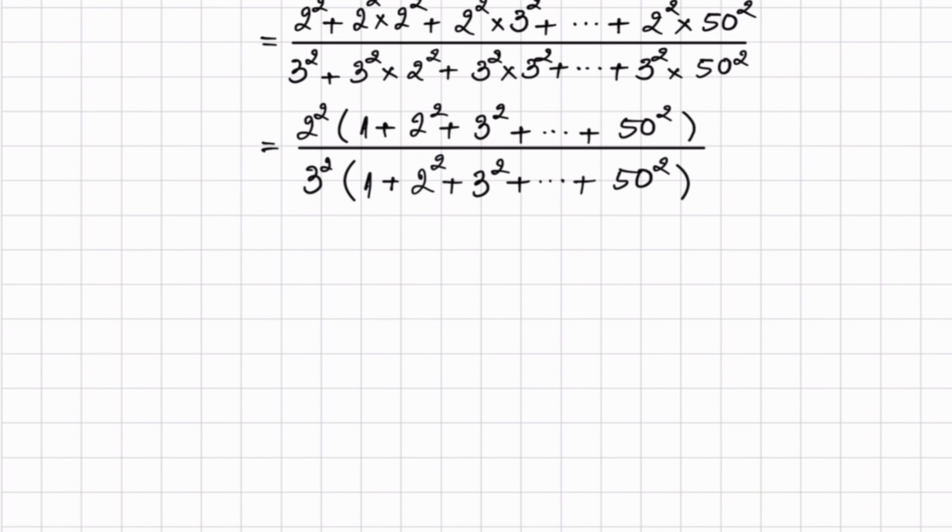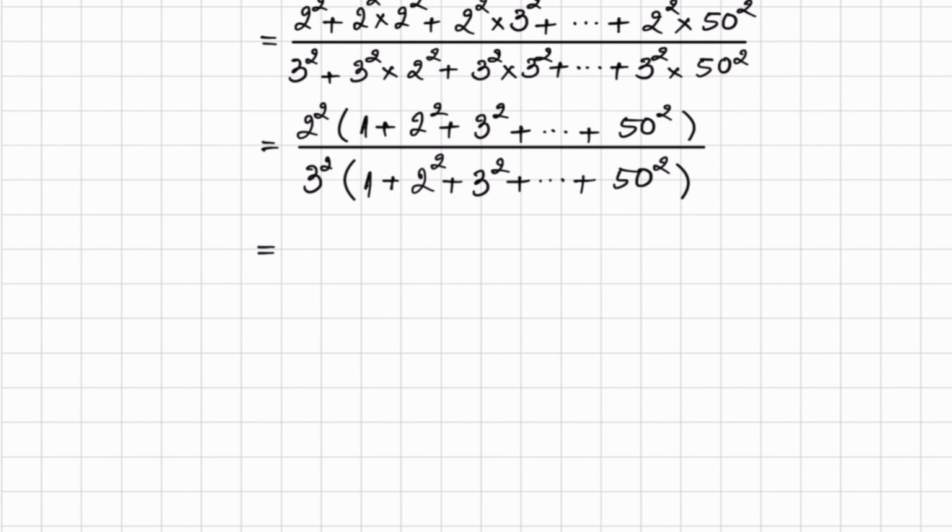Okay, so now as you can see we got the same values for these factors, and these factors can simplify with each other. Then we will get 2 squared over 3 squared, which is 4 over 9. So the value of B is equal to 4 over 9.